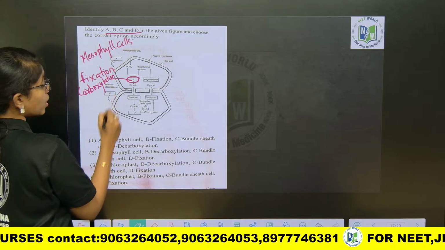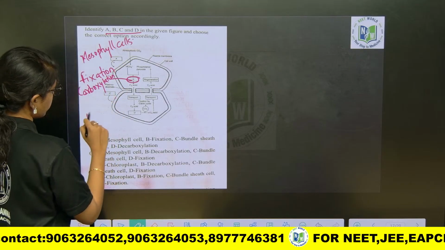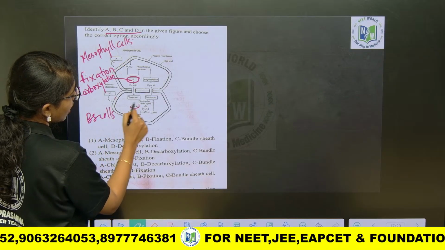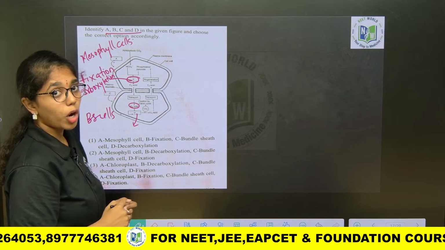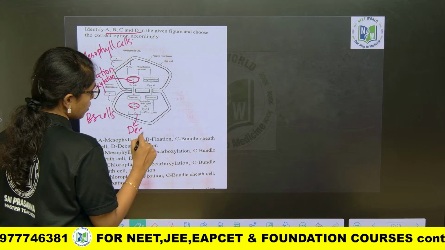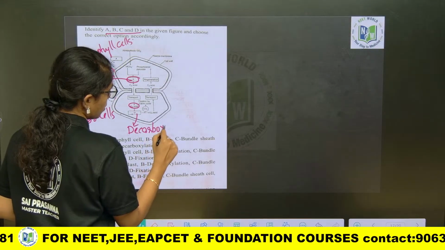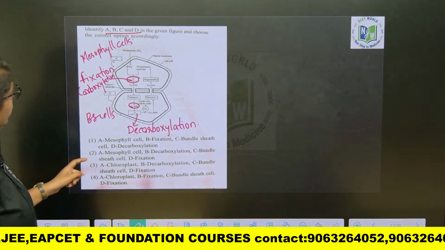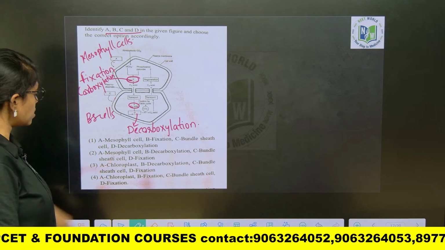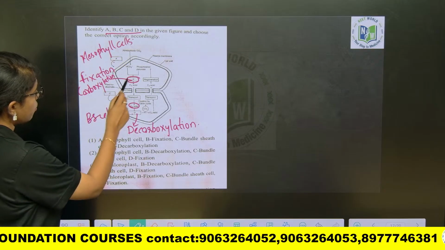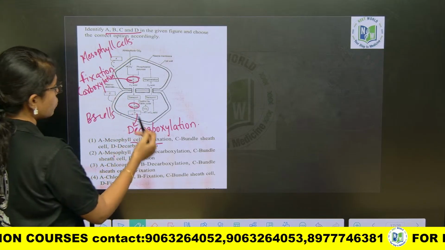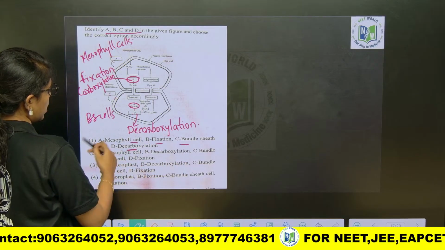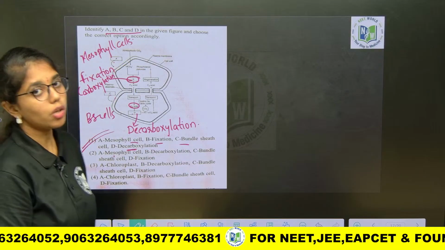And C here is what? Bundle sheath cells. D here is what? C4 acid undergoing decarboxylation. So look into it properly. A is mesophyll cells, B is fixation, C is bundle sheath cells and D will be decarboxylation. So the right answer will be option 1.